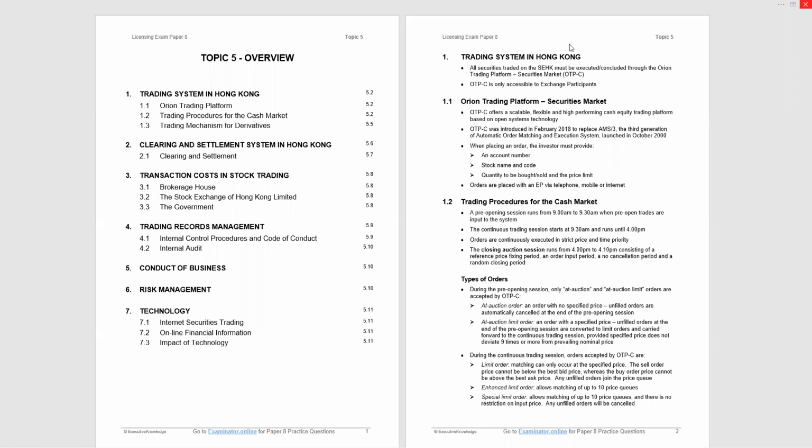This topic covers stock market administration, and we'll be looking at the trading systems, transaction costs, trading records management, the conduct of business, risk management, and influences of technology on the trading systems.